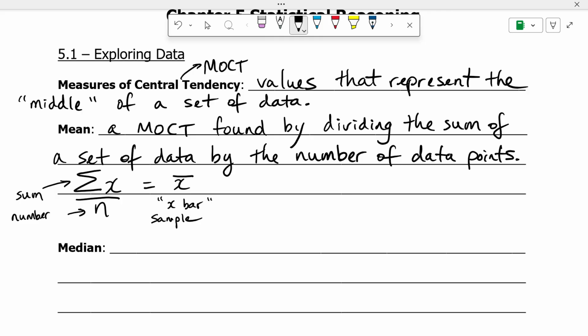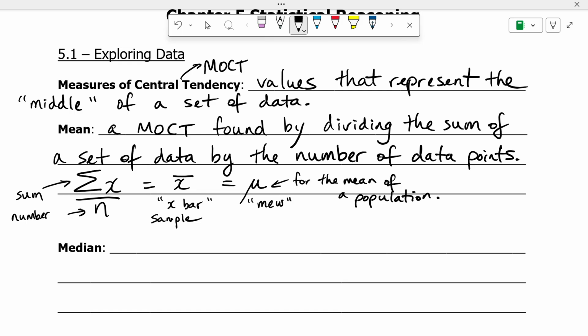And if you are doing the mean of a population, you're not supposed to use x bar. You're supposed to use another Greek letter. It's like a U with a tail on it. It's the Greek letter mu. You actually pronounce that mu, like a kitten. And that is for the mean of a population.